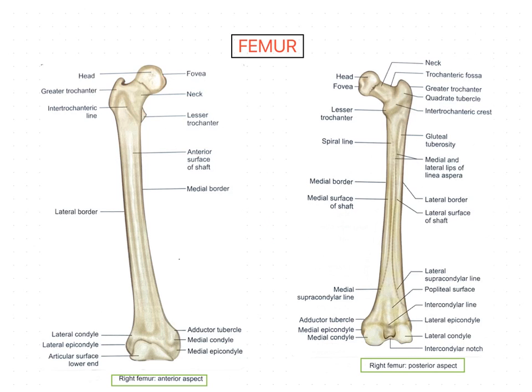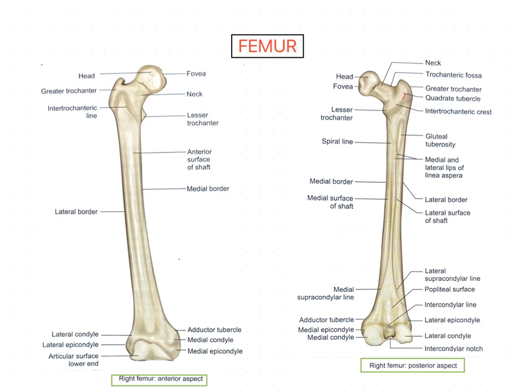Below it is continuous with the spiral line. Okay, the spiral line we will see in the shaft. And this one is also giving attachments to two muscles and two ligaments over this intertrochanteric line.